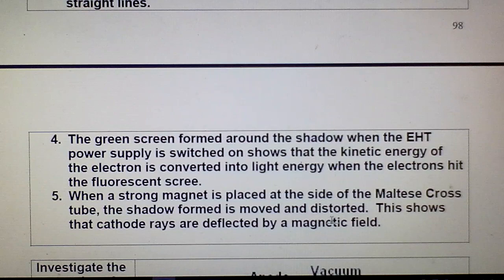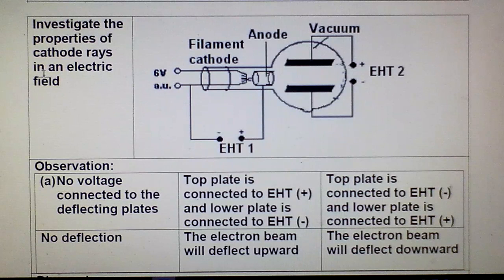So from that activity, we can see that a cathode ray is deflected when placed in the magnetic field. Okay, now we want to discuss the electric field. We put two plates here, connected to another EHT. The above plate is connected to positive, the bottom plate to negative. Okay, so now we do the same thing.